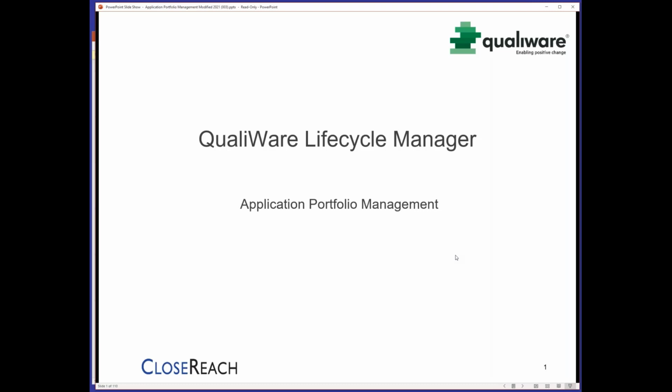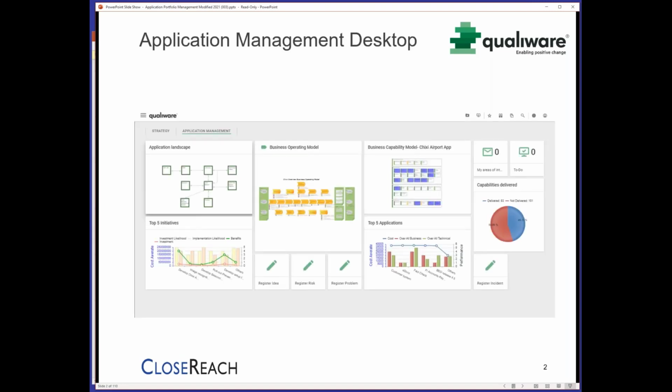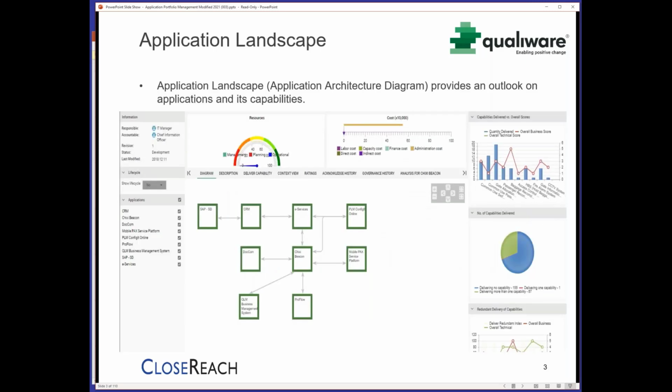From an application portfolio management perspective, everybody has seen the out-of-the-box desktops that are available, whether it's an application landscape or a business operating model, tying capabilities in. So we all know that exists right now. From a landscape perspective, out of the box, you can click on and off different applications, and the different kinds of graphics or queries that you have built into the repository will be adjusted. Some of the slides from this deck are from older versions of QualiWare, but they're still present in the current version.